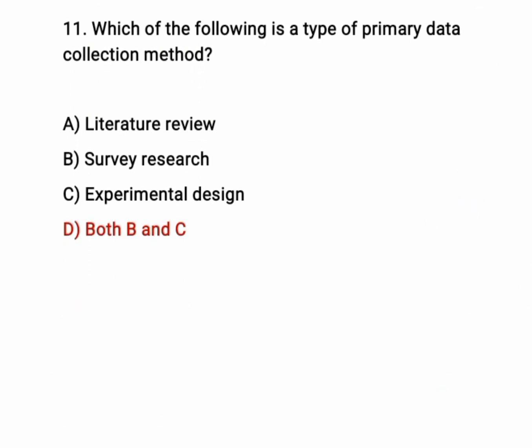Okay, question number 11. Which of the following is a type of primary data collection method? The correct option is both B and C. It means survey research and experimental design is a type of primary data collection method.